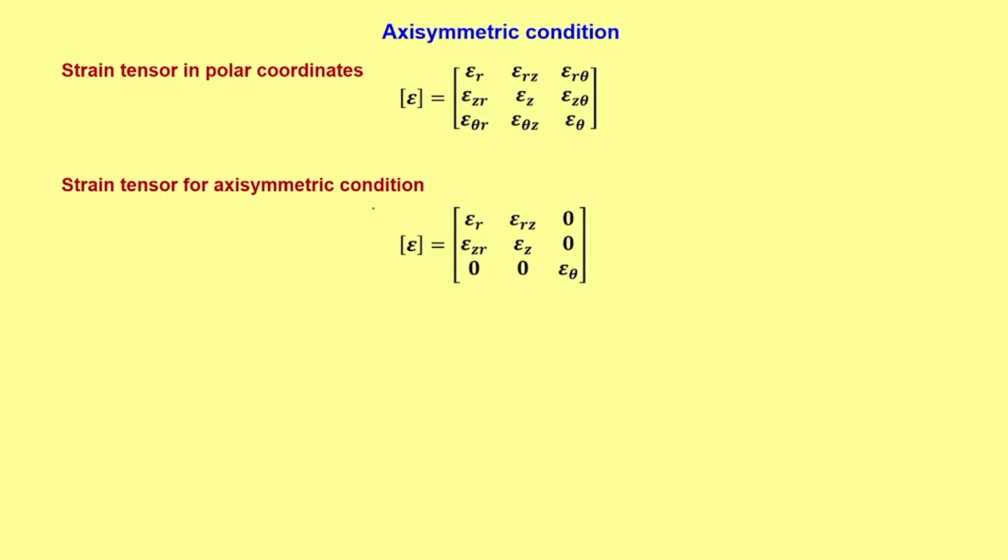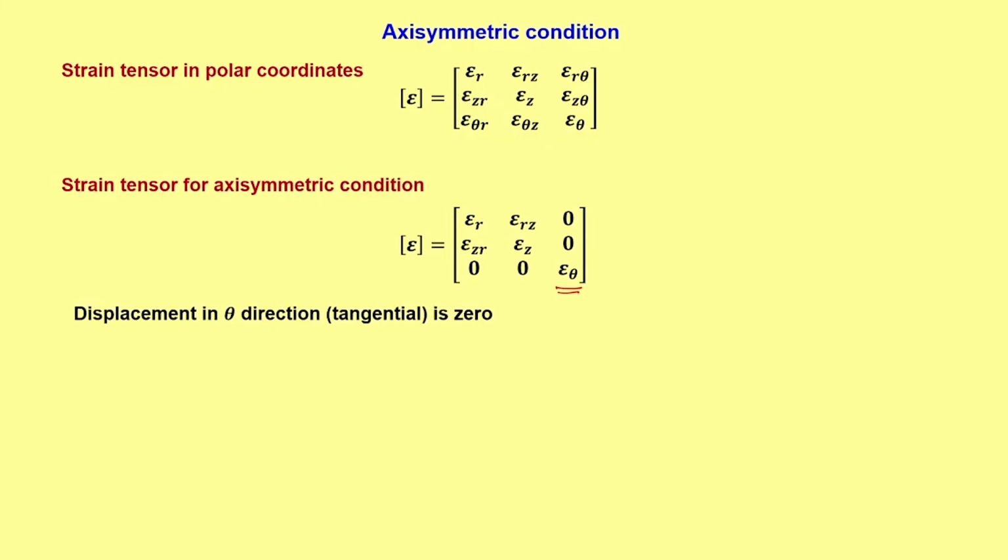Now the strain tensor for axisymmetric conditions, specifically what is there and what will go and what will not be there. You can note that the shear component epsilon r theta, epsilon z theta becomes 0, and since it is symmetric, this is also 0. But another important aspect is epsilon theta is not equal to 0. In plane stress and plane strain, that was also 0. In the axisymmetric condition, epsilon theta is not 0.